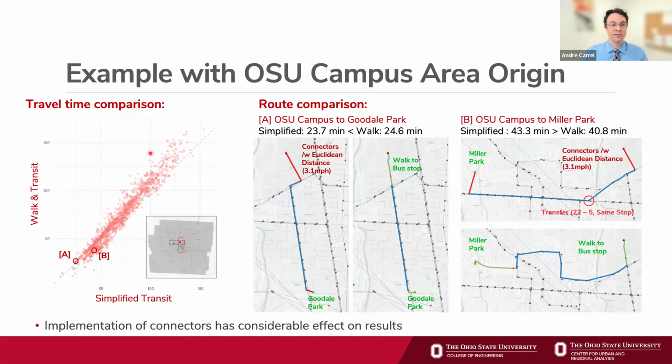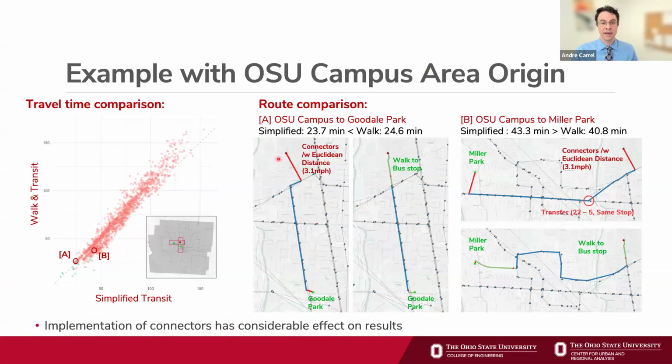If a data point is above the line, that means the walk and transit is resulting in a greater travel time than the simplified representation. If a point is below the 45-degree line, then the simplified representation is resulting in a greater travel time than the walk and transit. And so we have two comparisons over here on the right to illustrate how this is happening. So A is a case where the simplified representation is faster.